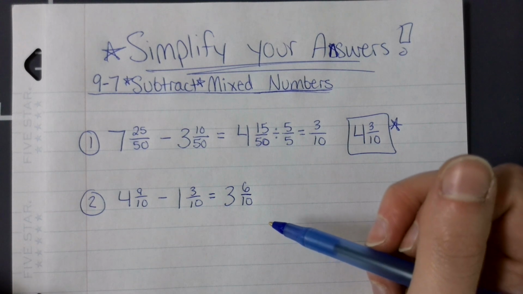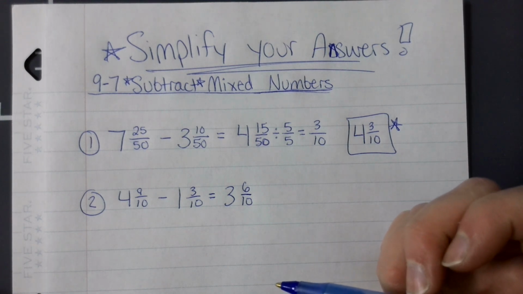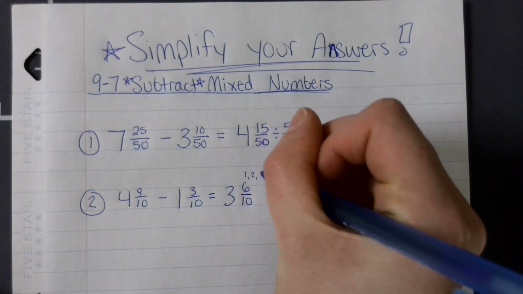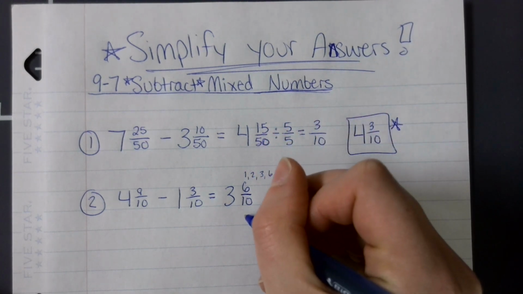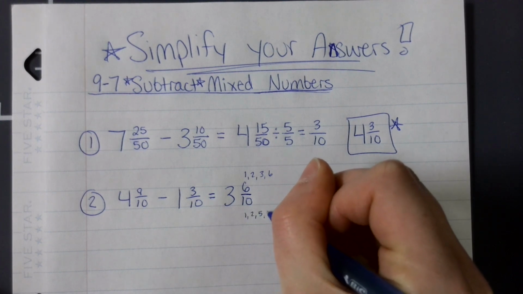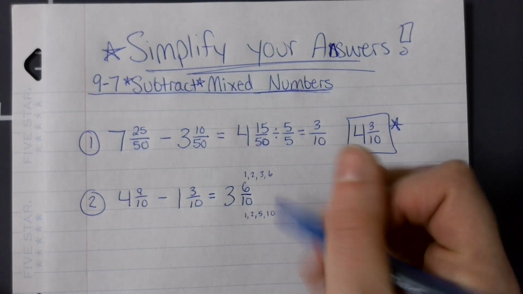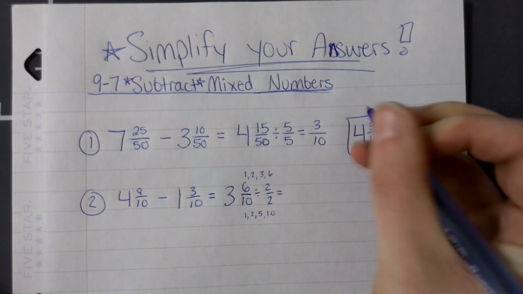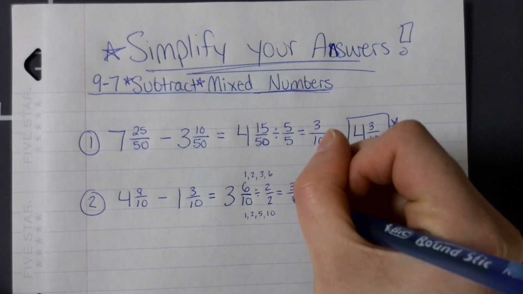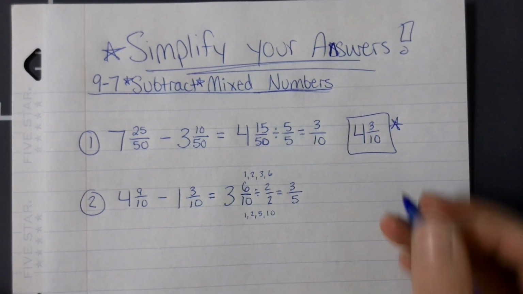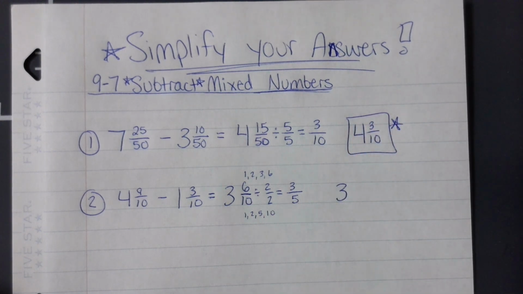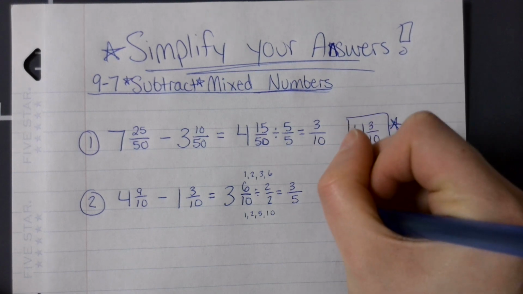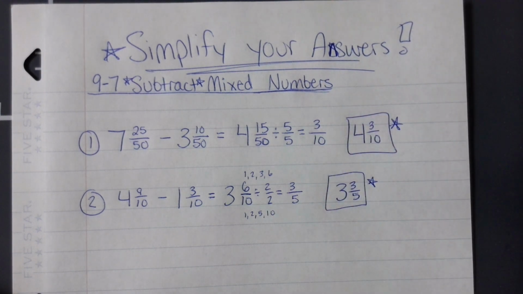Okay. So I have my answer, but can I simplify it? Yes, because these are both even numbers. So 6, we have 1, 2, 3, and 6 are my factors. 10 is 1, 2, 5, and 10. I'm only seeing 2 as a similarity, so let's divide by 2 over 2. 6 divided by 2 is 3. 10 divided by 2 is 5. Don't leave your answer looking like this. Put it back together. So your whole number, your simplified fraction, and now you have a beautiful mixed number that you can box and star. Voila.